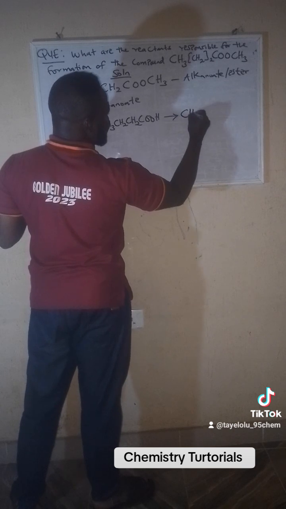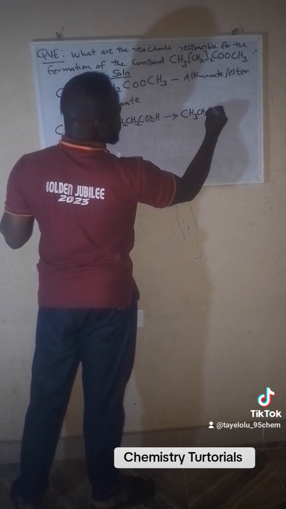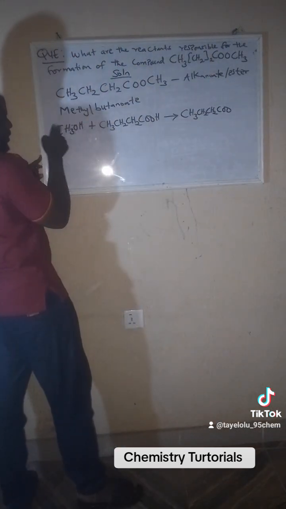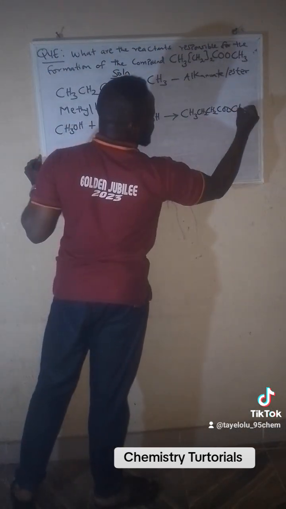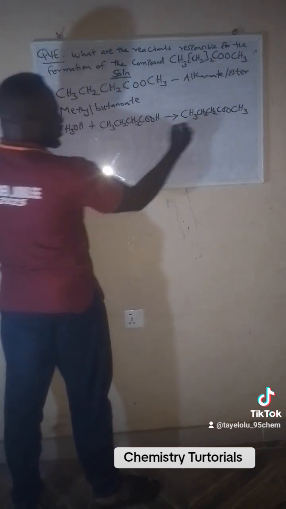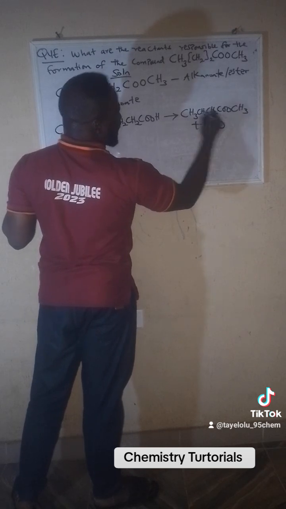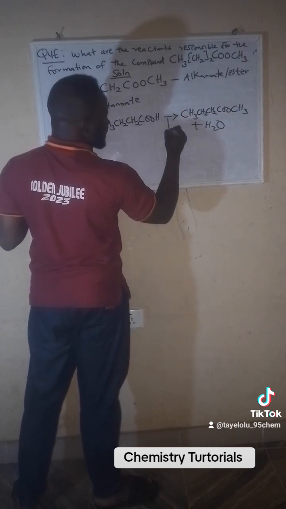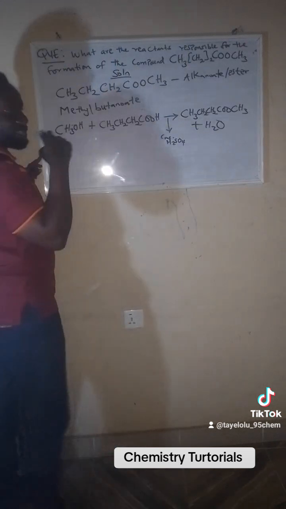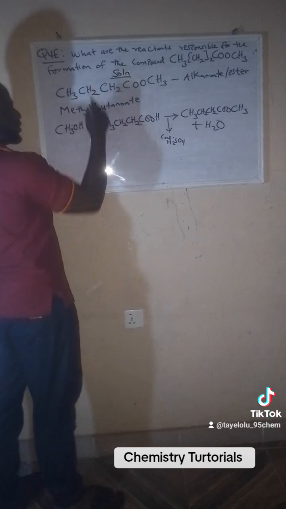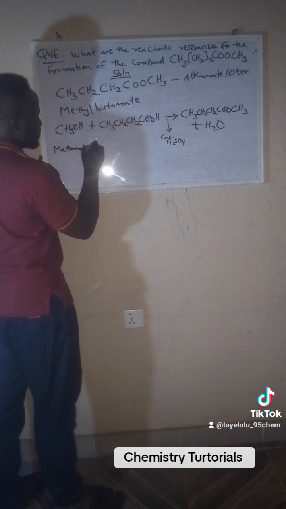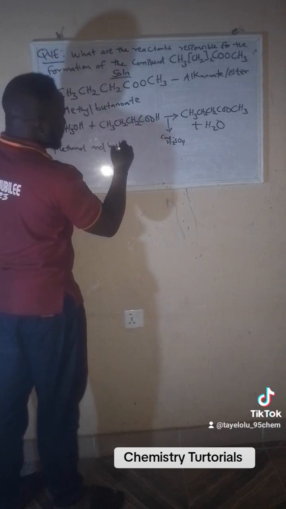So by the time these two react together, there's going to be a cleavage here, and then you are going to have CH3, CH2, CH2, COO, and there will also be a cleavage here, whereby the alkyl here will now join with this, and the H and the OH that has cleaved away from here will be the ones to form water. And don't forget, this reaction is done in the presence of concentrated H2SO4 as the catalyst of this process. So the answer to this question is the reactants are methanol and butanoic acid.